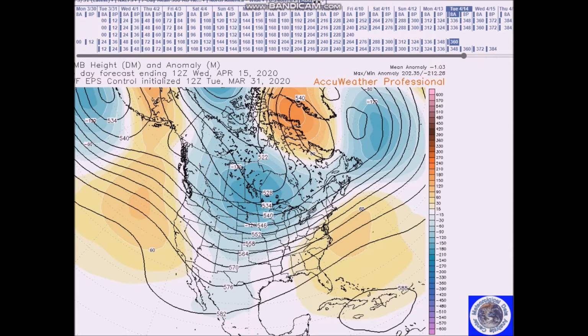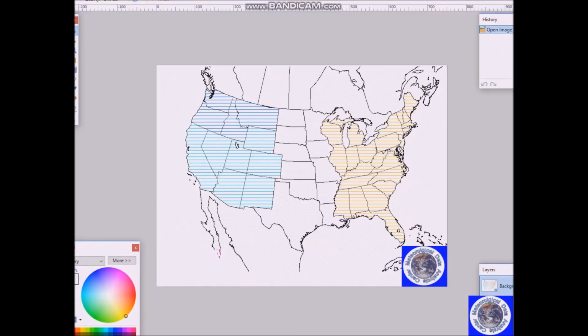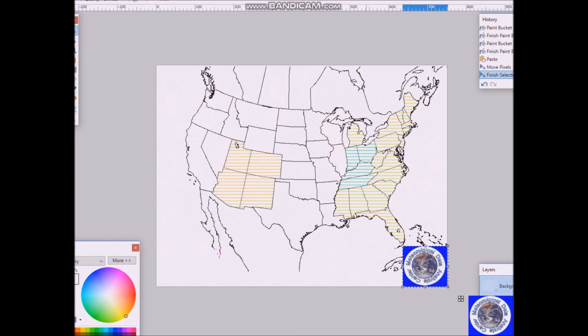expecting the same. So for this forecast period, forecasting little change in the temperature anomalies, and for precipitation, calling for below normal precipitation for the Four Corners region. Probability of occurrence is 35%, and above normal precipitation is forecast for most of the area east of the Mississippi River, with the probability of occurrence 40%. That's the long range weather forecast discussion for April 3rd to 17th.